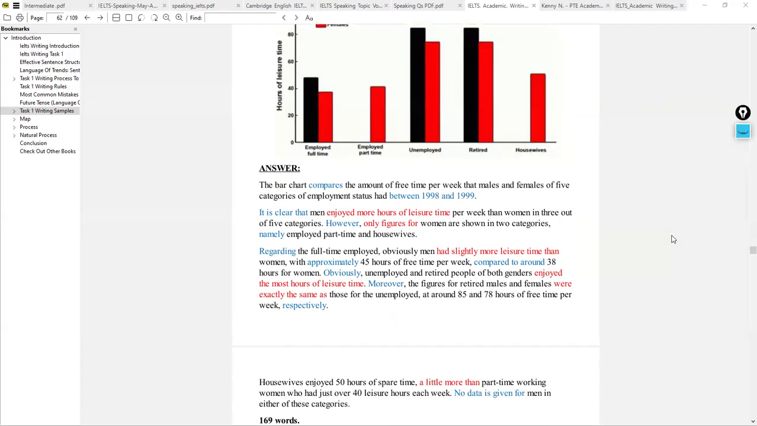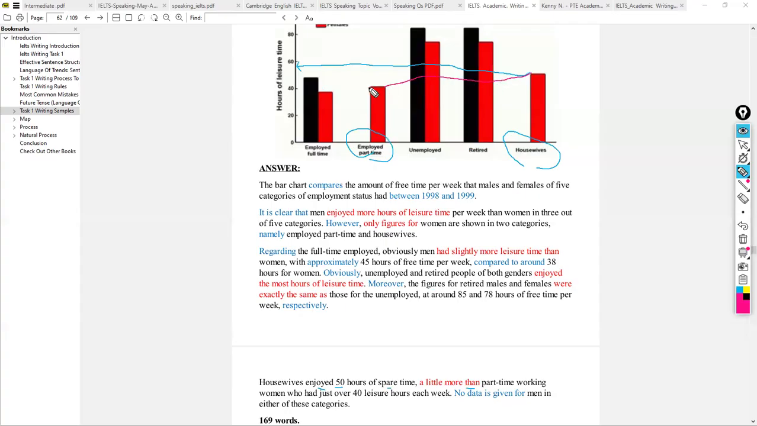Now let me show you the final information about the graph. Now, housewives. Now I'm talking about this one. Housewives enjoyed 50 hours. Now, if you want to match this figure, it will be 50 hours of spare time only. A little more than part-time working.